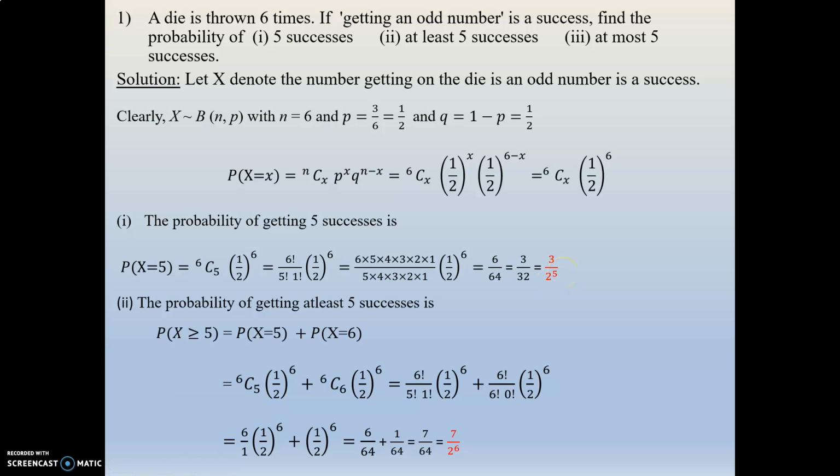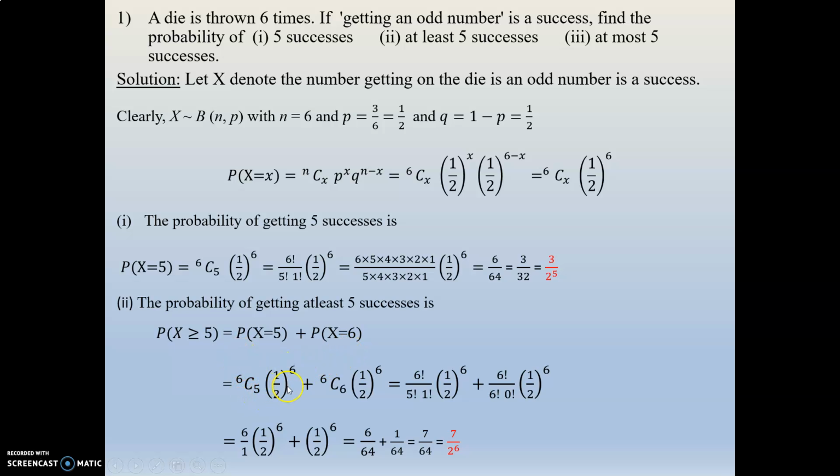Now the second question: probability of getting at least 5 successes. This can be written as probability of x greater than or equal to 5. There are 6 trials, so x can take the values 0 to 6. Here it is given as x greater than or equal to 5, so 5 will come and the value above 5 is 6. So probability of x equal to 5 plus probability of x equal to 6.